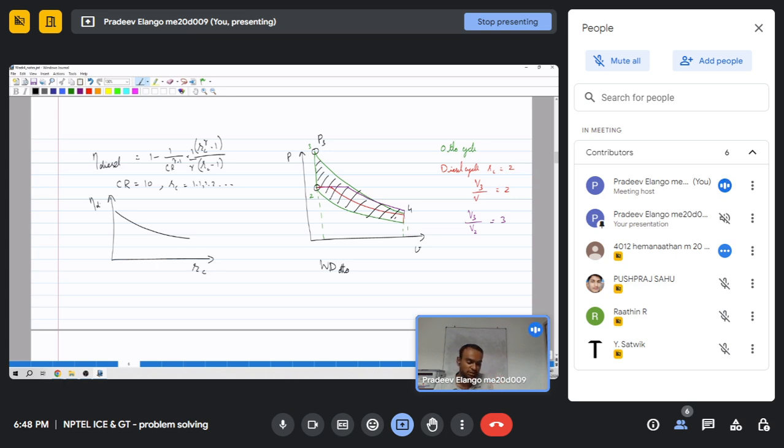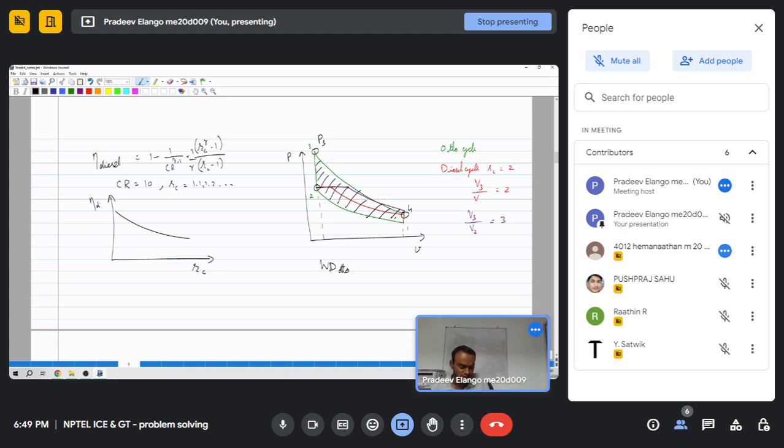Also, since I am burning at a late point, the expansion is not complete. At the end of this stroke I still had some pressure to expand, but I didn't expand, and I have to leave it as a blow by loss. Because of this, the later I keep burning the fuel, the lesser the efficiency will be. So that is what we say with the higher cutoff ratio.